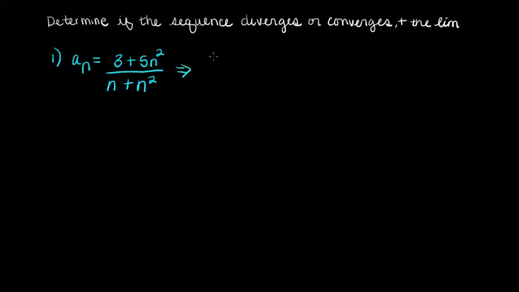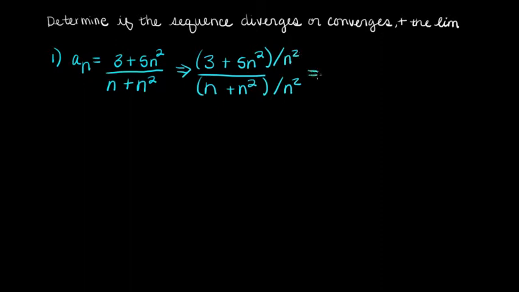So step 1. We are going to go ahead and divide this. So I'm going to rewrite 3 plus 5n squared, put parentheses around it, all over n plus n squared, in parentheses. I'm going to divide the numerator and the denominator by the highest power of n. In this case, it's n squared. So I'm going to divide this by n squared and this. Make sure when you are doing this, you're applying them to each and every portion of the problem.